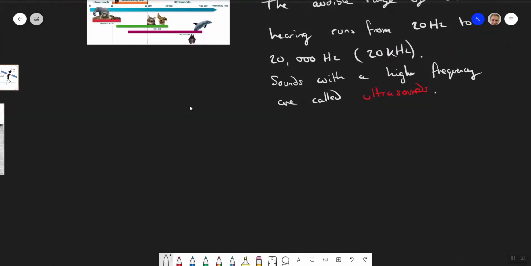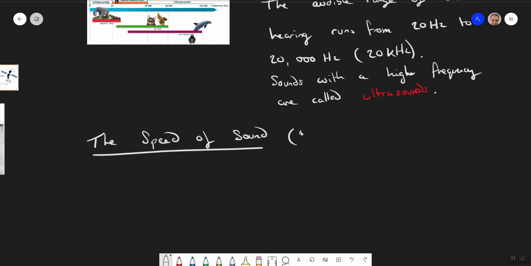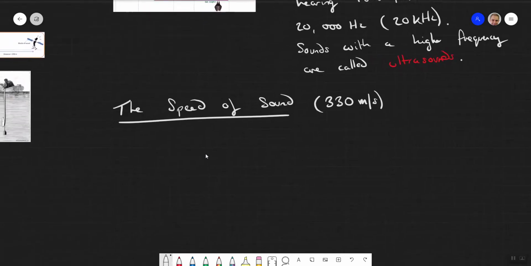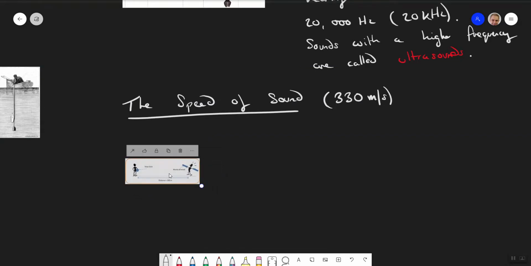So the next thing we need to think about is the speed of sound. Just so you're aware, sound travels at around 330 meters per second in air. You never need to remember that number, but how do you go about measuring it? 330 meters per second is quite fast. There are two methods by which you can try to estimate and measure it, and the first is the hand method.